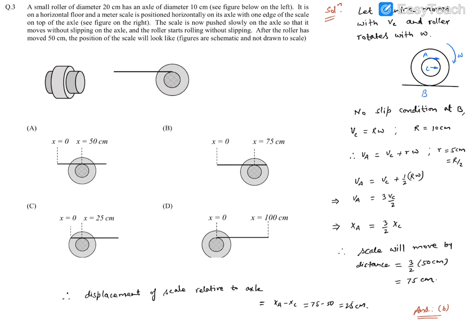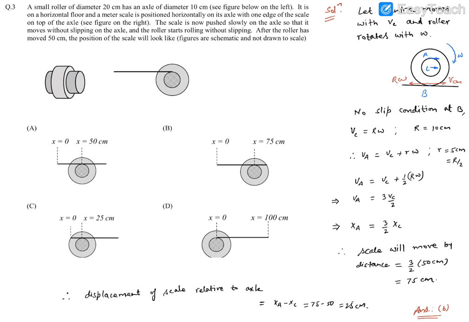We know in general motion, the velocity at any point is given by the center of mass velocity and the rotational velocity. Then you'll find VCM and R omega must be identical. So VC must be equal to R omega, where R is the radius of the bigger one, that is the roller, which has 20 centimeter diameter. So the radius will become 10 centimeter.